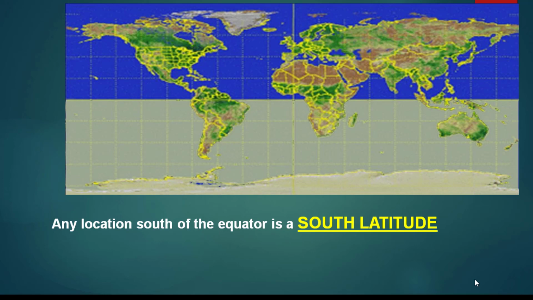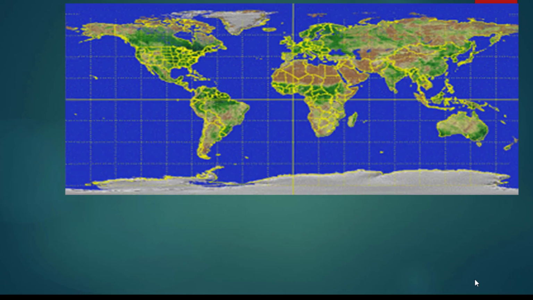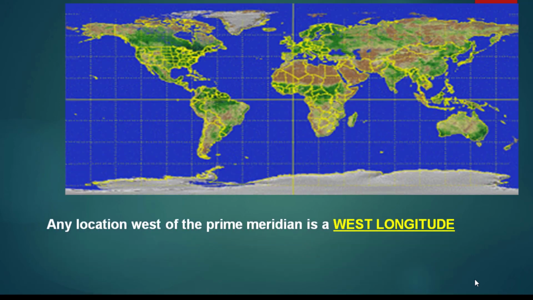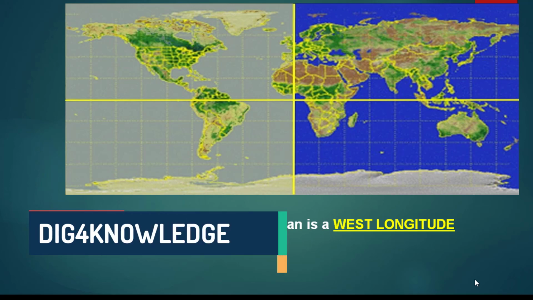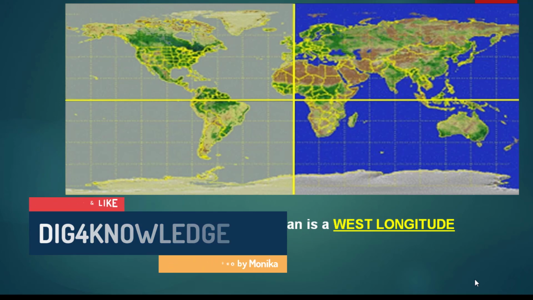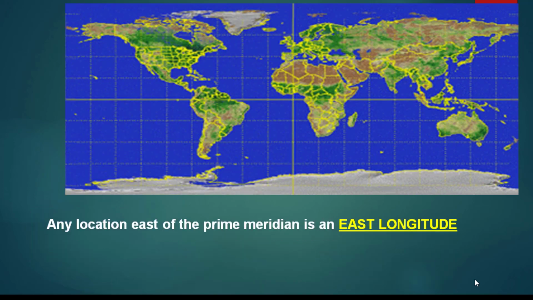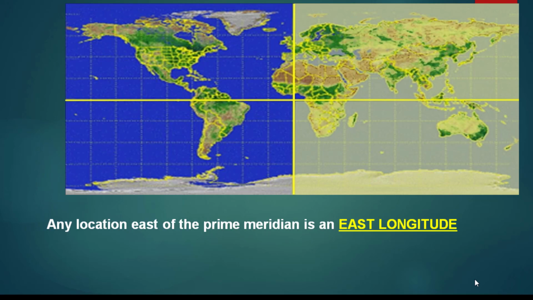Similarly, any location west of the prime meridian is west longitude. So this grey portion includes all the west longitudes because they are to the left hand side of the prime meridian, to the western side of the prime meridian. Similarly, any location east of the prime meridian is an east longitude. So the grey area is the eastern longitudinal area.